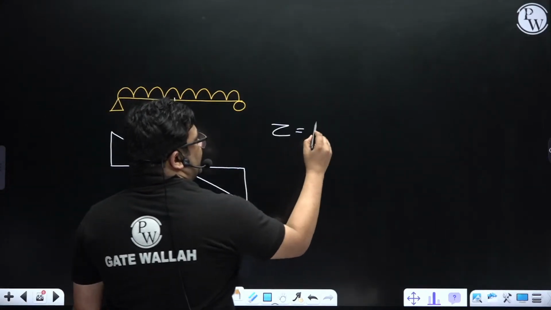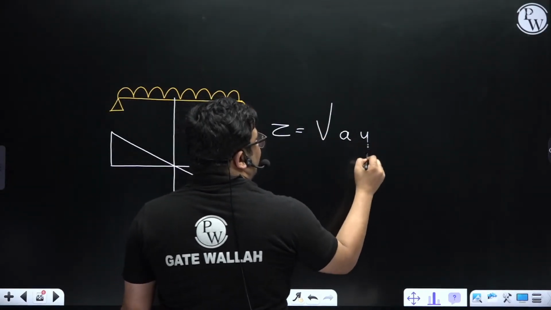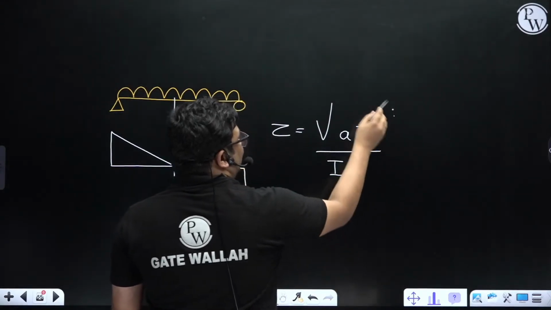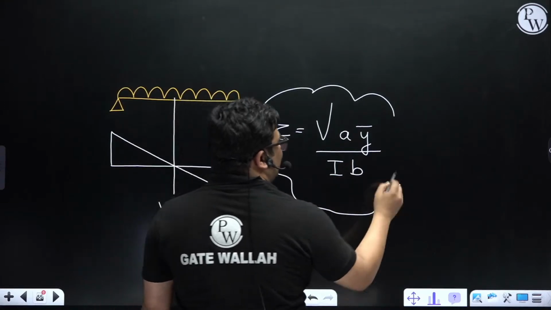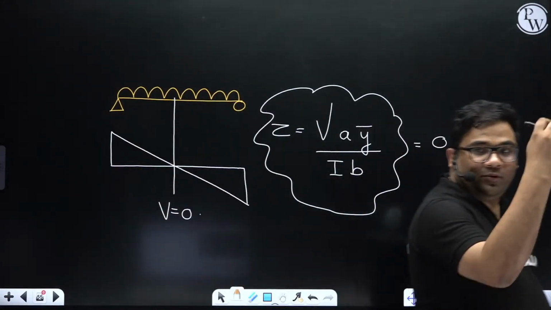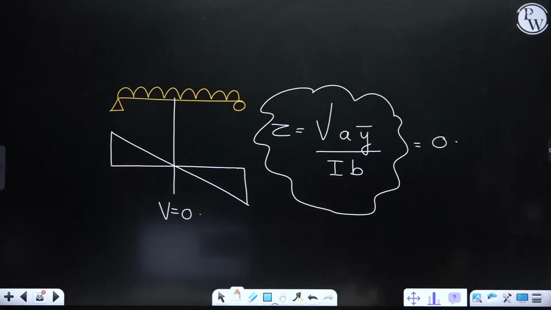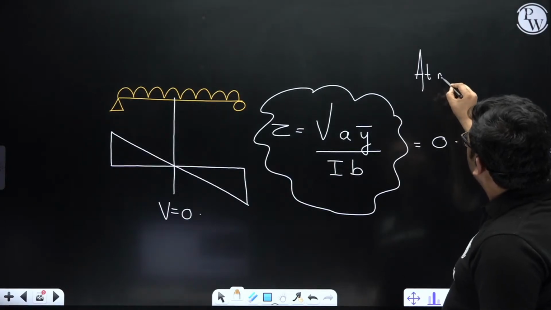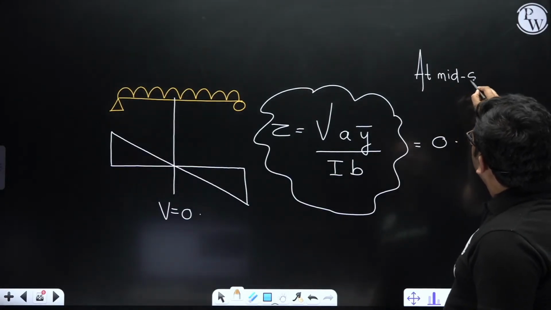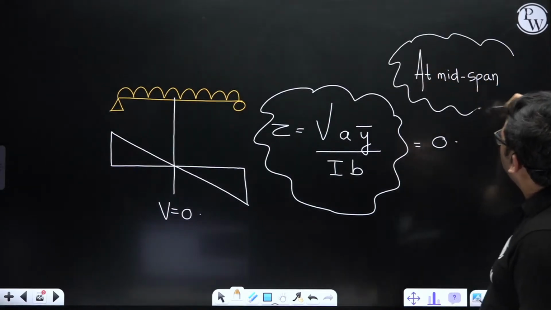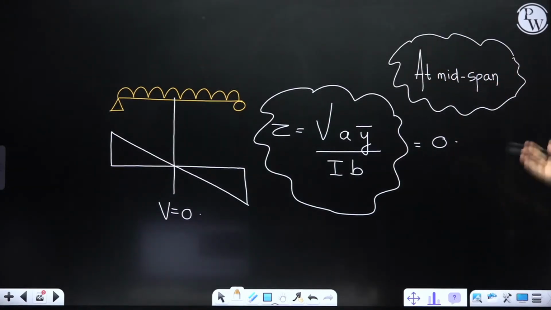So shear stress, whatever might be A, whatever might be Y bar, whatever might be I, whatever might be B, will be 0, right? Because here V is 0. So from top to bottom it will be 0 only, at midspan. So wherever shear force is 0, similarly when bending moment was 0, bending stress was 0, right? So irrespective of whatever depth you are seeing.